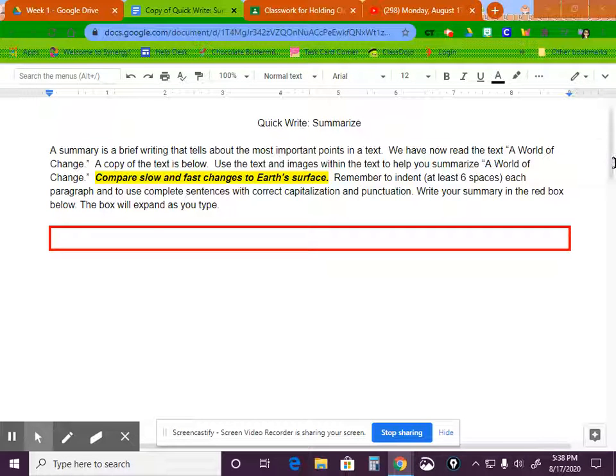Hey guys, you just finished reading a text called A World of Change. Some of you, this is the second time you've read it. Some of you have already started your summary. I want you to go back and take a look at it today, but I did want to review after seeing some of the things that were typed.